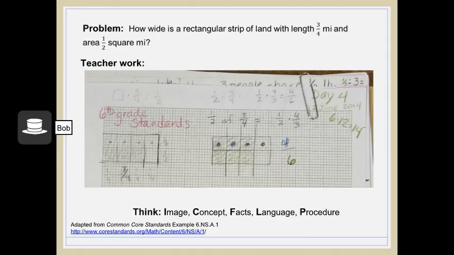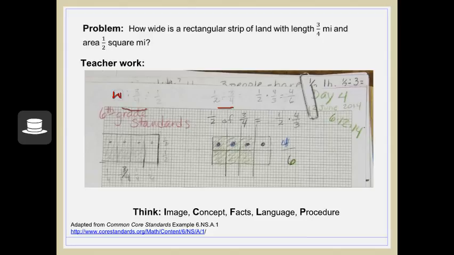Here's some teacher work for this problem. You'll notice that they start out strongly with procedures. The question as stated is, what's the width, here's width right here, of a piece of land, so that when you multiply it by 3/4, the length of the land, you get 1/2 for the area. So width times length equals area. And then recognition that this is the equivalent of 1/2 divided by 3/4 will give you the width.